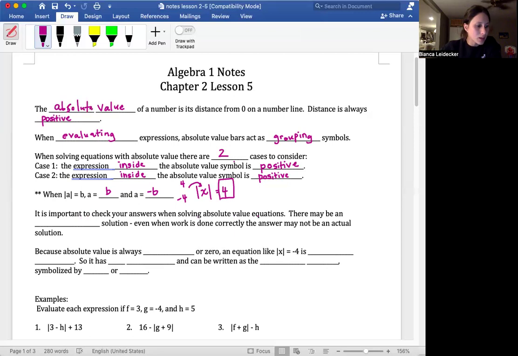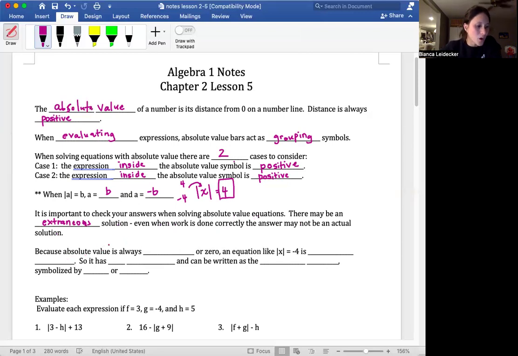So it's important to check your answers when solving absolute value equations. There may be an extraneous solution. Even when work is done correctly, the answer may not be an actual solution. Okay, so we'll take a look at that later.